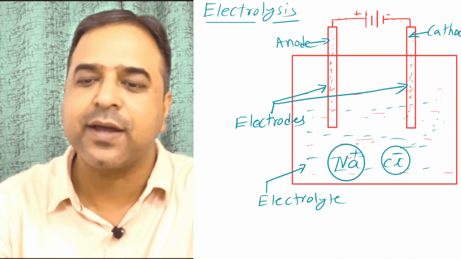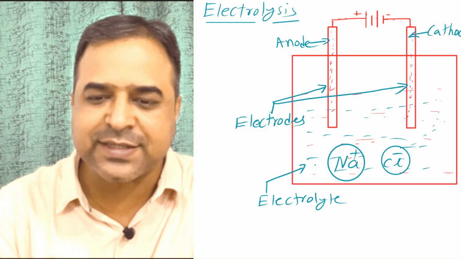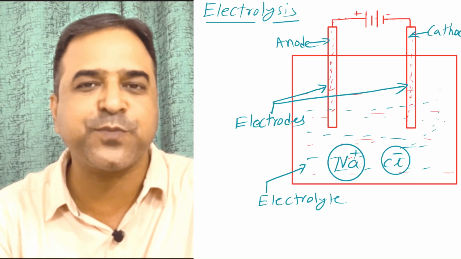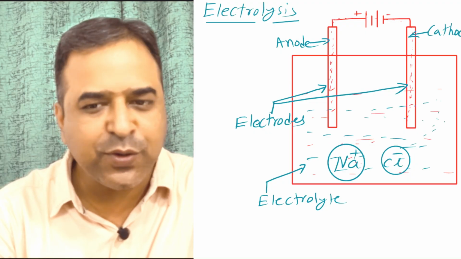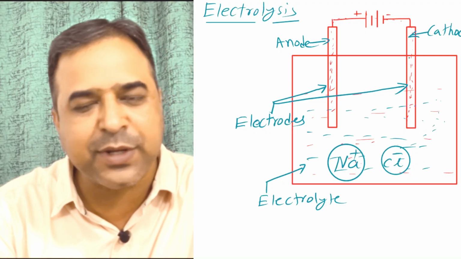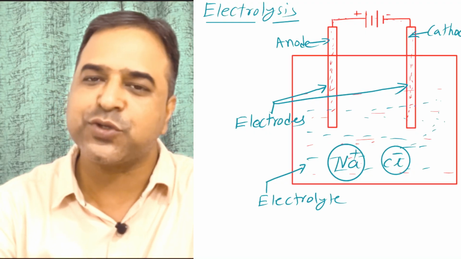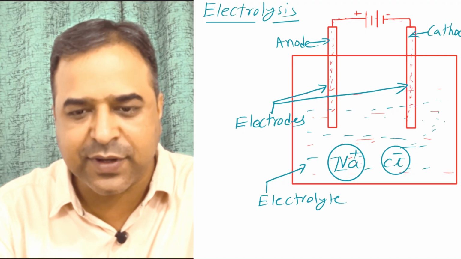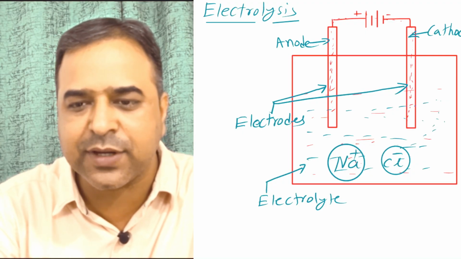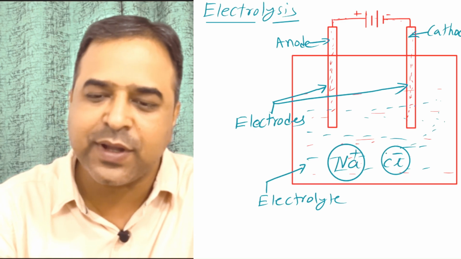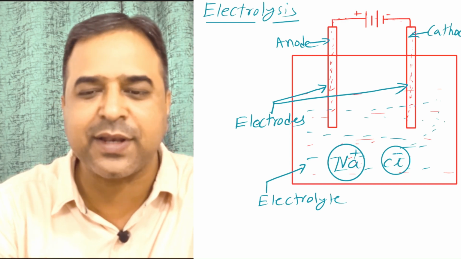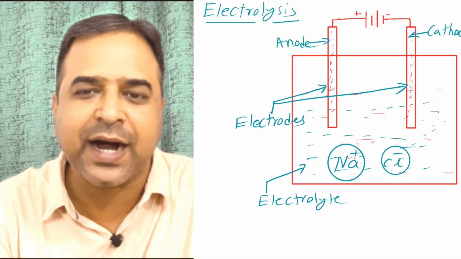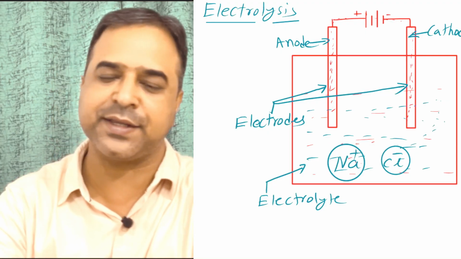Now, you are aware that charged particles are going to be attracted towards their respective electrodes. So, as you know, this is the negative terminal. Here the positive ion will go, and at the positive terminal the negative ion will go towards that.